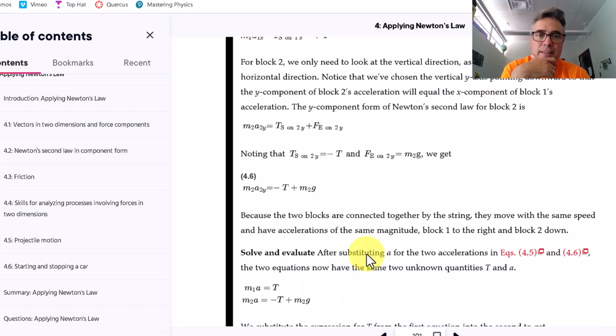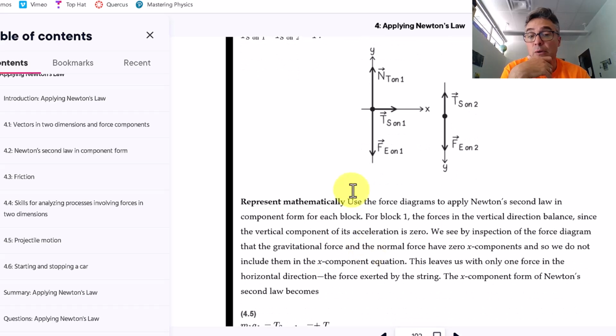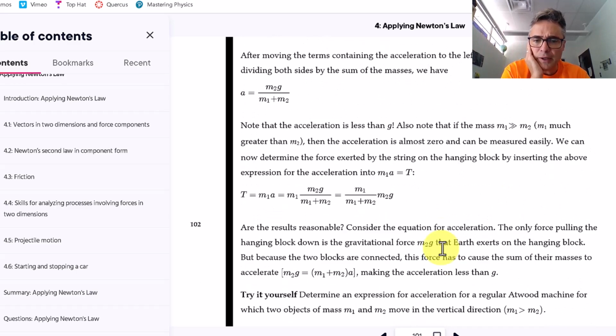In this case, often there end up being two equations and two unknowns, where the unknowns are the tension and the acceleration. I think they end up solving for the acceleration.